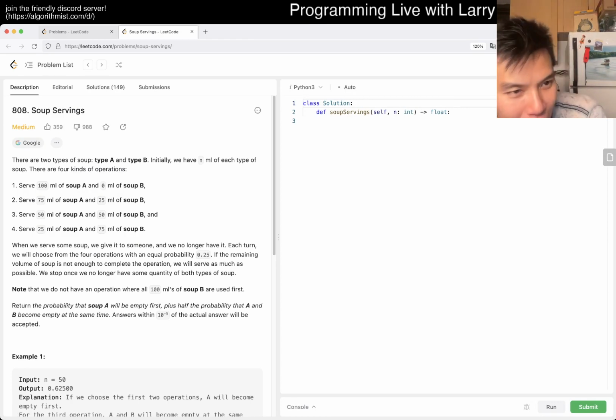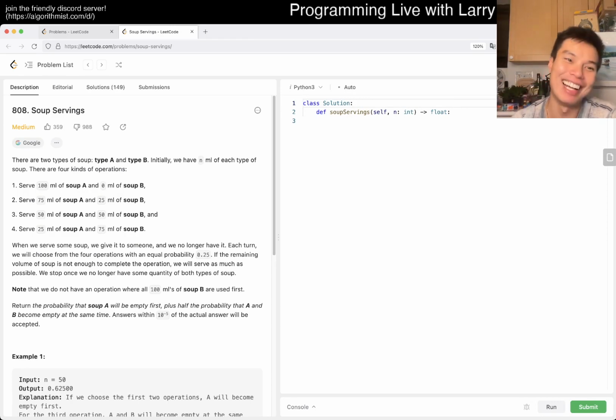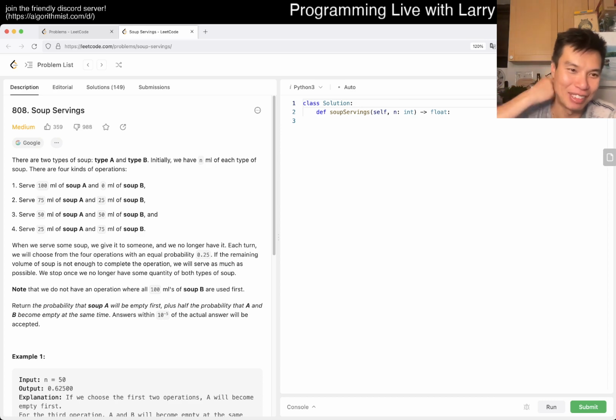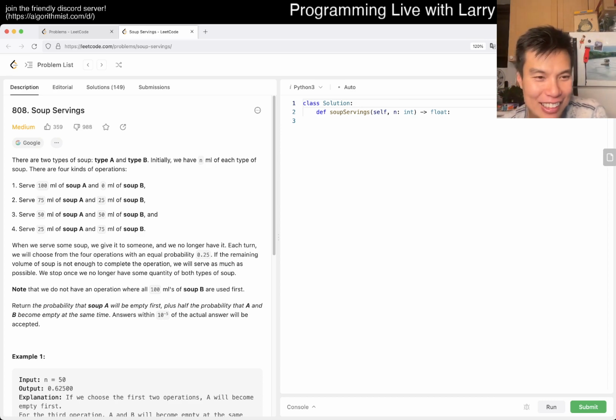808 soup servings. We haven't done this one before, but it has a lot of downvotes. I usually don't notice it, but I did notice it today. So yeah, I hope everyone's having a great weekend and just having fun. And yeah, let's take a look at this soup situation.